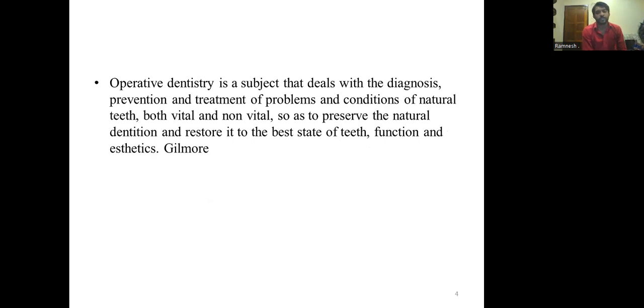Operative dentistry is a subject that deals with diagnosis, prevention and treatment of problems and conditions of natural teeth, both vital and non-vital, so as to preserve the natural dentition and restore it to the best state of teeth, function and aesthetics. This definition is according to Gilmore.